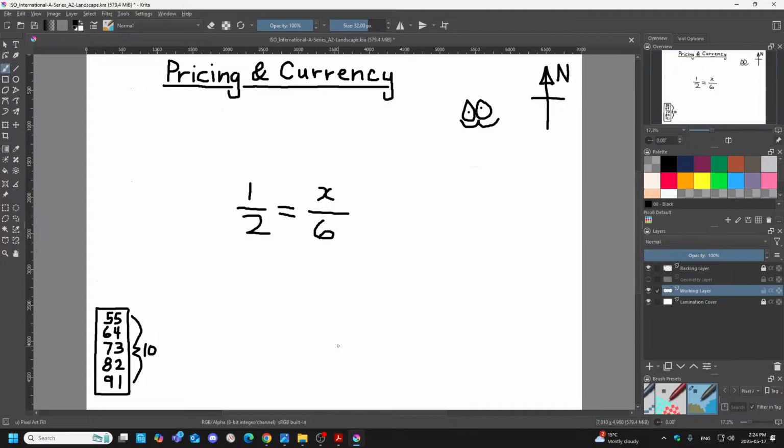Ratios are comparisons between two quantities, often written as a fraction or using a colon. For me, I just think of it this way. We have one that's 1/6, and we have another which we don't know. Sometimes you might have an unknown, right? You have to do some math to figure out that unknown.